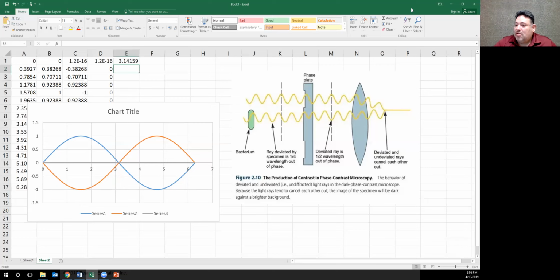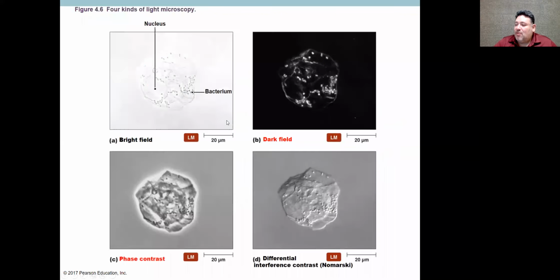So what does that look like? Well, it looks like this. Here's a phase contrast. Notice that not only does it have high contrast, there's actually a three-dimensional aspect to it. It is slightly three-dimensional.